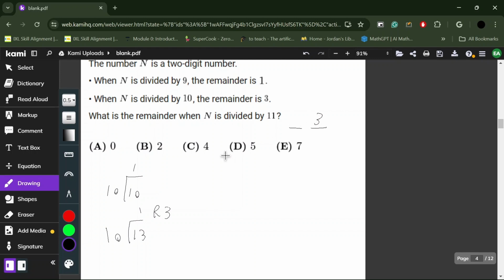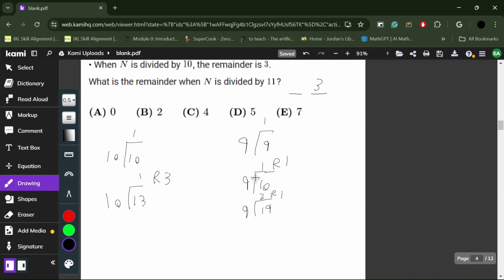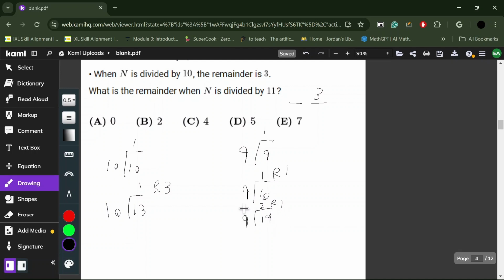So, this is 3. When it is divided by 9, the remainder is 1. So, 9 divided by 9 is 1. To find the remainder of 1, we just have to do 10 divided by 9, which will give us 1 with the remainder of 1. Now, we can also see that there's a pattern. 19 divided by 9 is going to be 2 with the remainder of 1. All we have to do is add 9 each time, right? So we find a multiple of 9 and then just add 1.